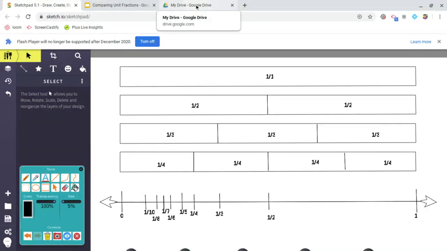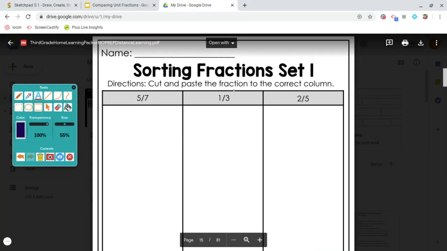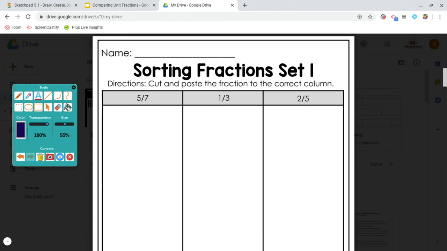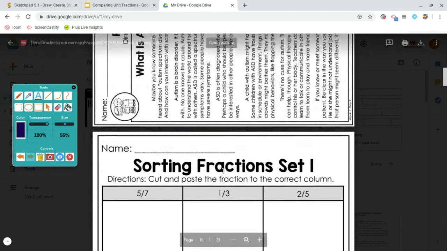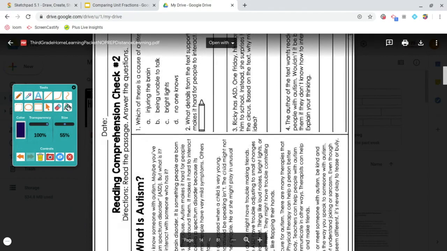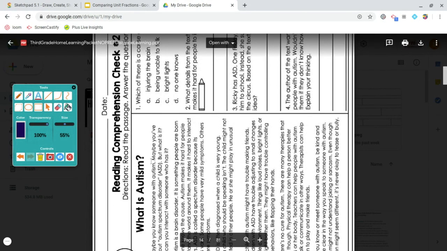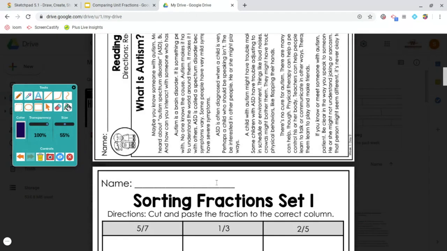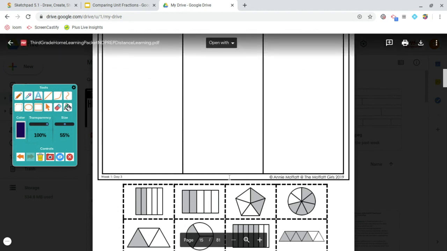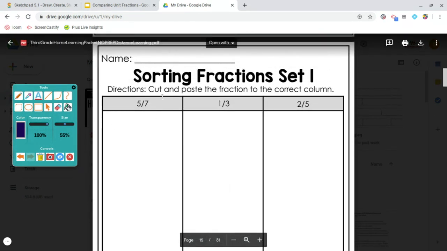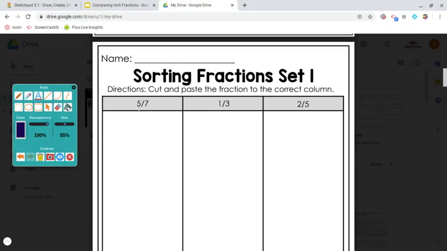Okay, now let's take a look at one of the pages from the second packet we sent home. It would be week 1, day 3. If you do this page we're about to do, make sure you do the reading comprehension check that will be on the other side of it first, and try to answer those questions as best you can before cutting out on this page. So on this page, we have 3 fractions, and our directions are to cut and paste the fraction to the correct column. So we have 5 over 7, or 5/7, 1 over 3, or 1/3, 2 over 5, or 2/5.